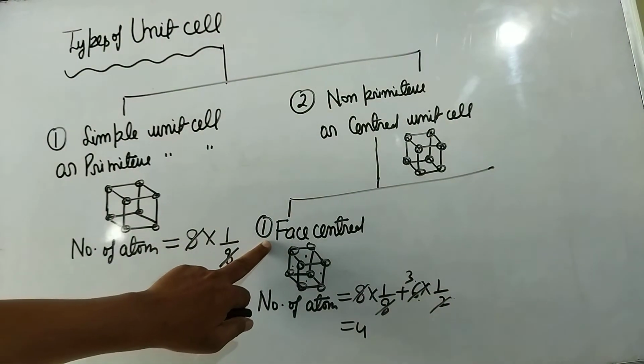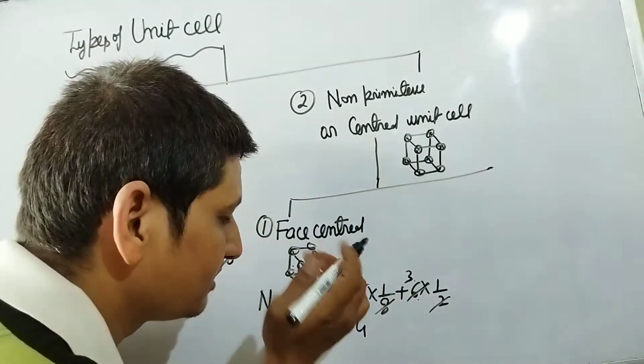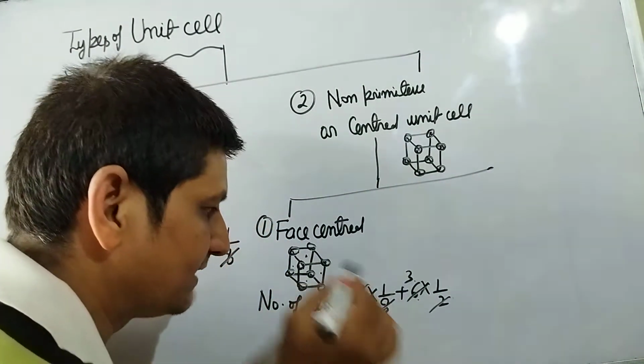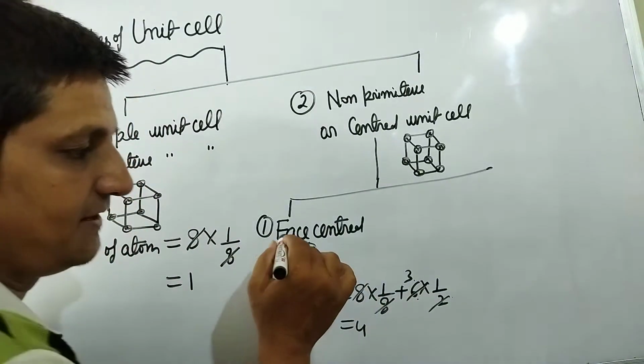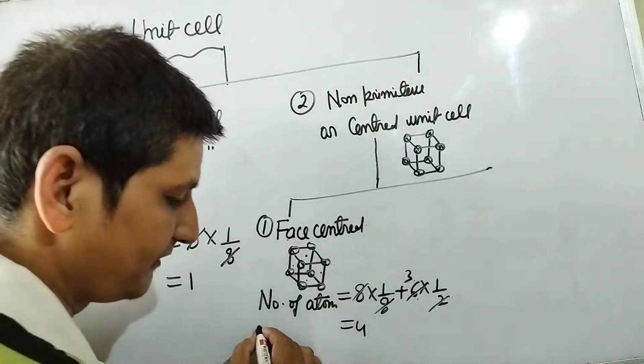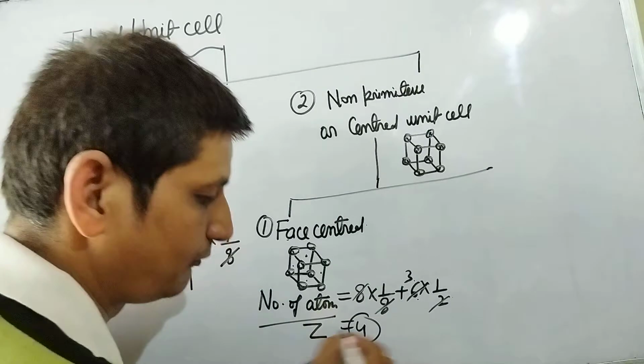Once again, a unit cell in which particles are present at the corners and the center of each face is called a face-centered unit cell. The number of atoms in a face-centered unit cell, Z, is equal to 4.